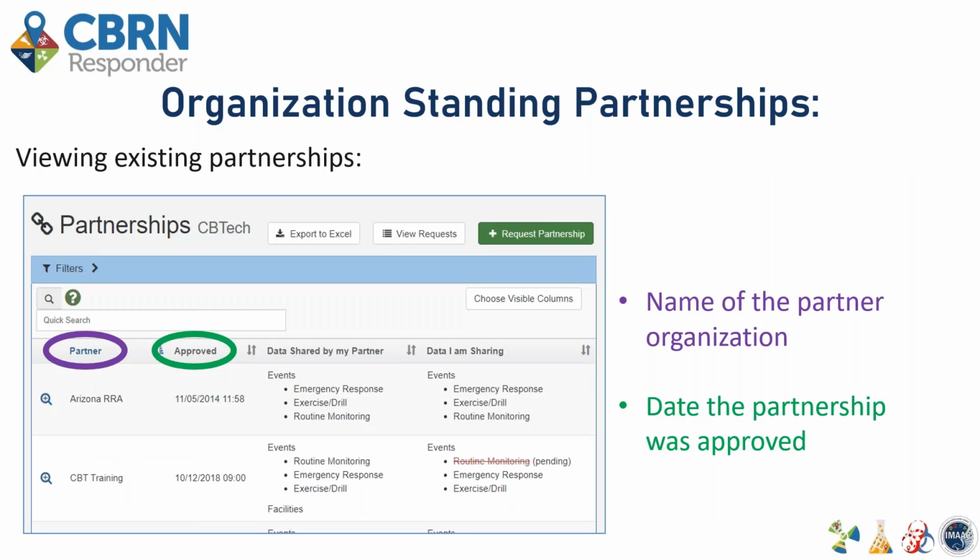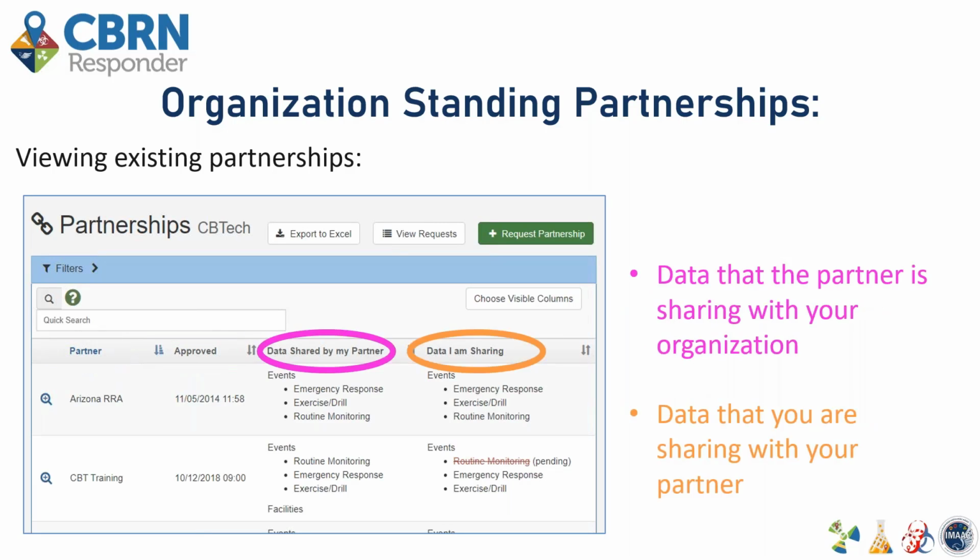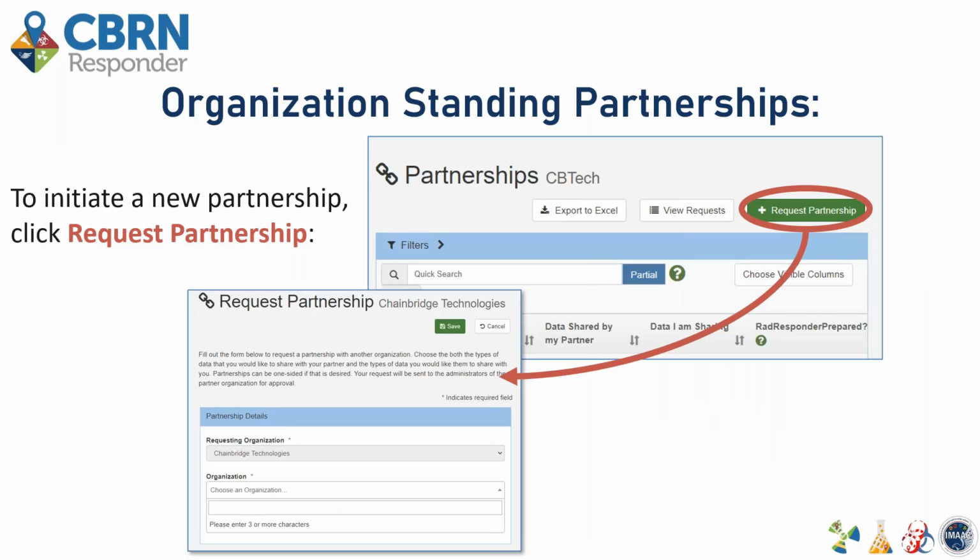To view your existing partnerships, you can just do this directly from that partnerships page. You'll see the partner name, the date that the partnership was approved, the data that the partner is sharing with your organization, and the data that you are sharing with your partner. If you would like to initiate a new partnership, you'll select that Request Partnership button at the top, and note that you will only see this option if you are an admin or a planner.